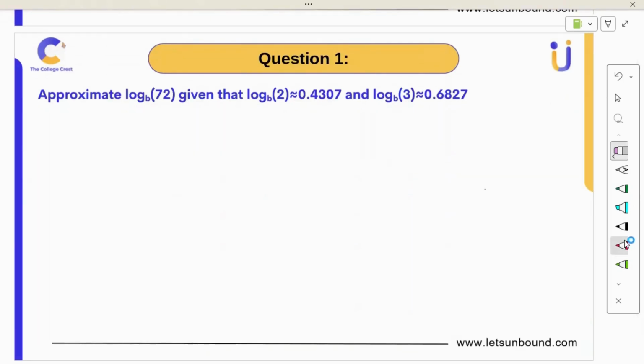Question 1. Approximate log base b of 72 given that log base b of 2 is this and log base b of 3 is this. Okay, I need to find log base b of 72. All I have as inputs are 2 and 3. So we are going to decompose the number 72 in 2 and 3 form. So log base b.